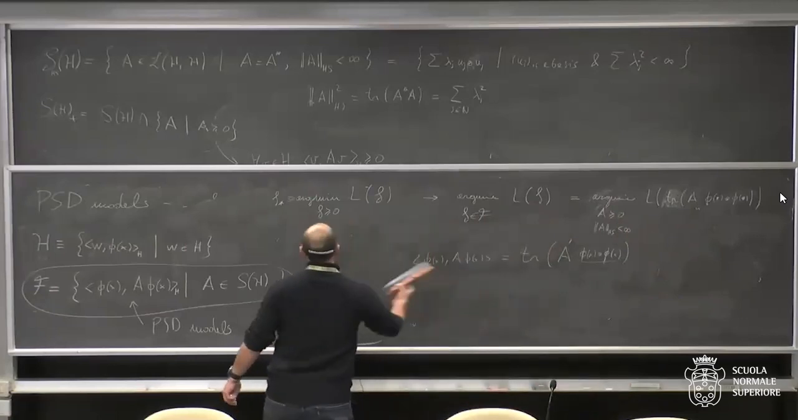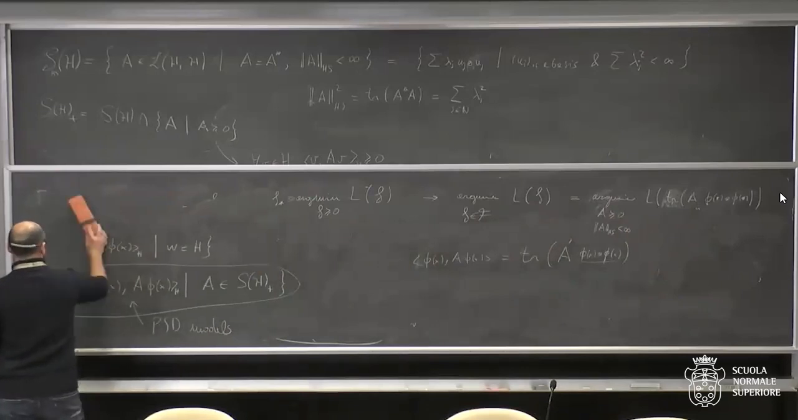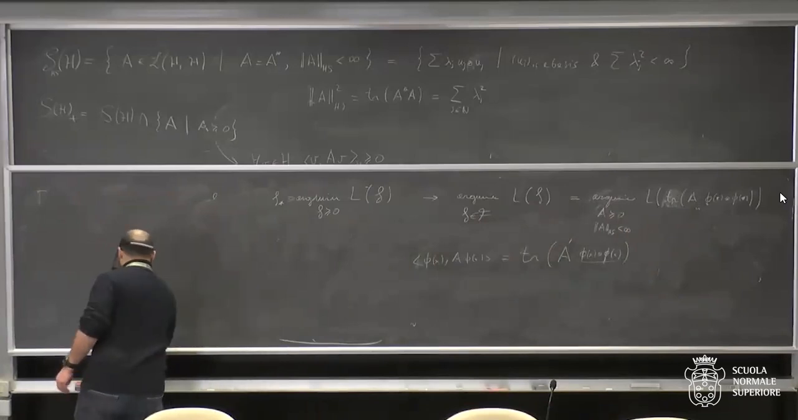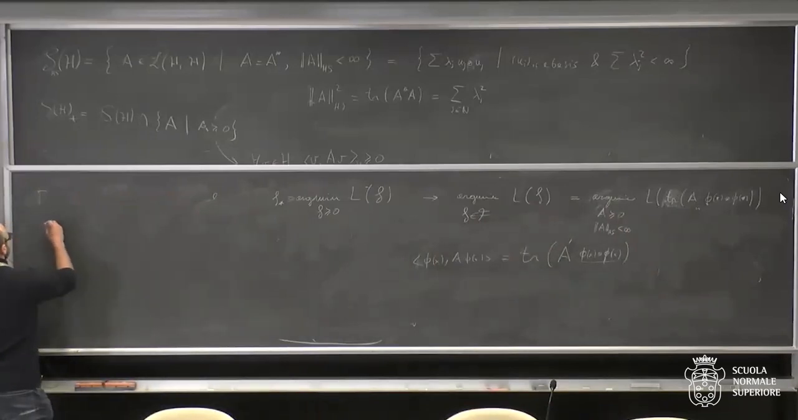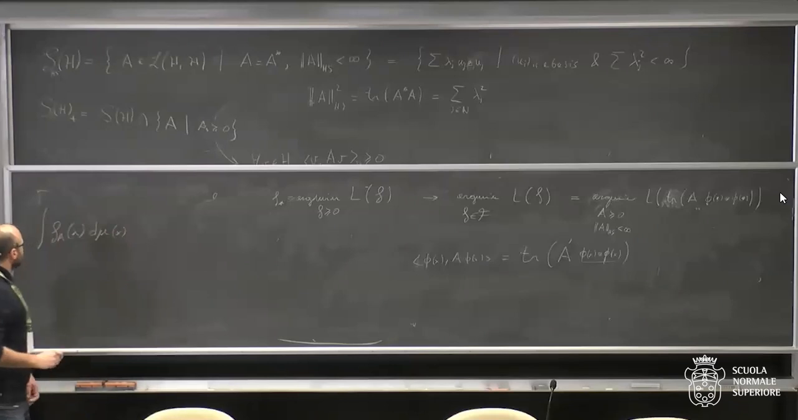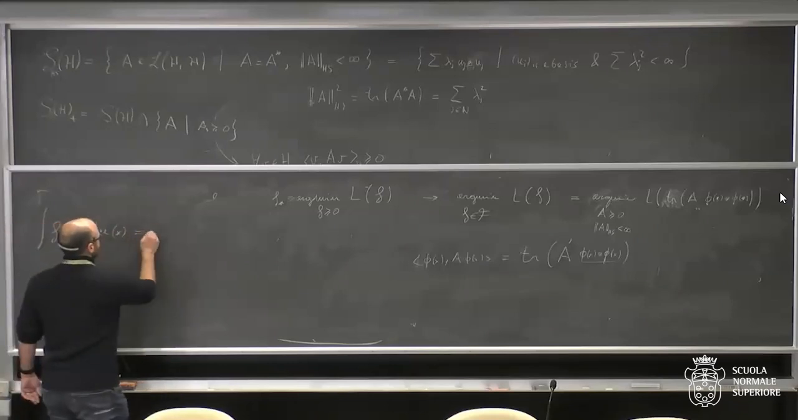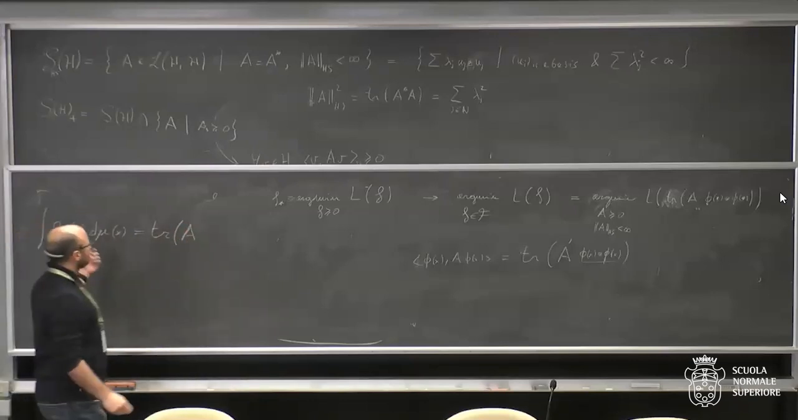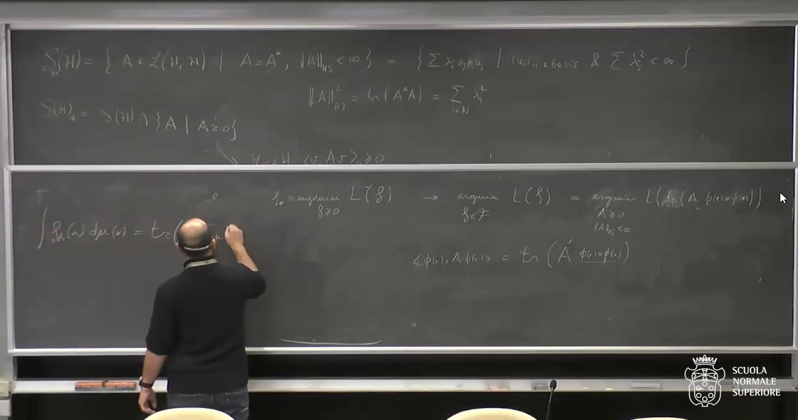Let's see some interesting things you can do there. In general, let's talk about integrals. You want to do the integral of f of A of x for some probability measure, or some charge mu. And this corresponds to, you can write it in terms of a covariance operator, C of mu.